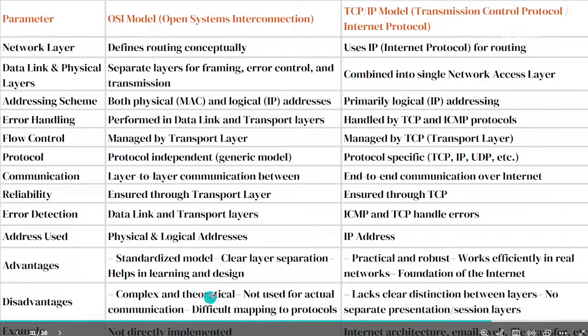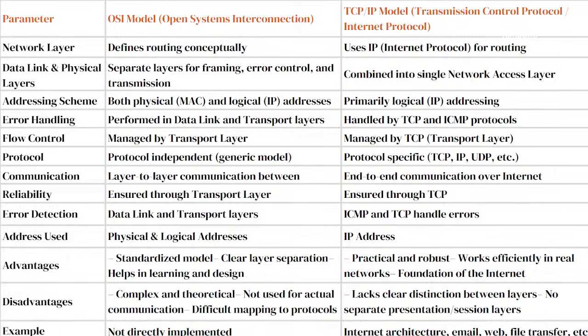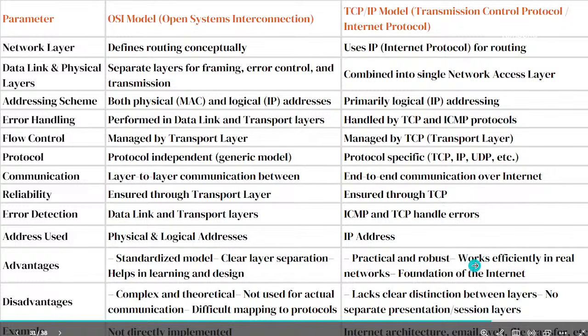Now the disadvantages. Here it is a complex and theoretical model, where we can say it lacks a clear distinction between the network layers. This is a disadvantage in TCP/IP: there is no separation between the presentation and session layers. Now the last point, the example is not directly implemented, but yes, the internet architecture starts from this area only.